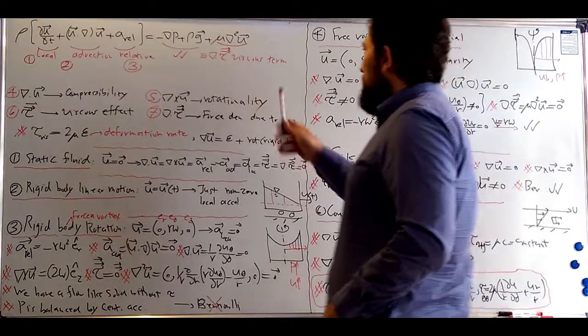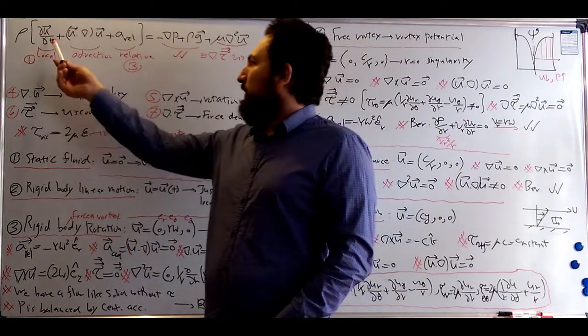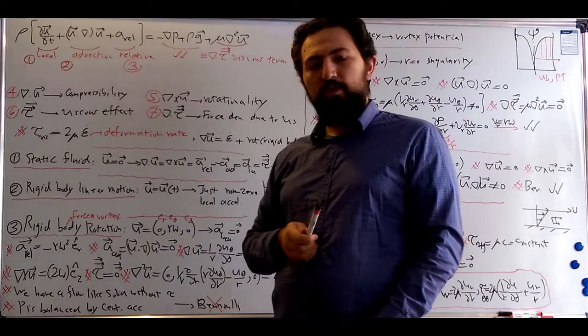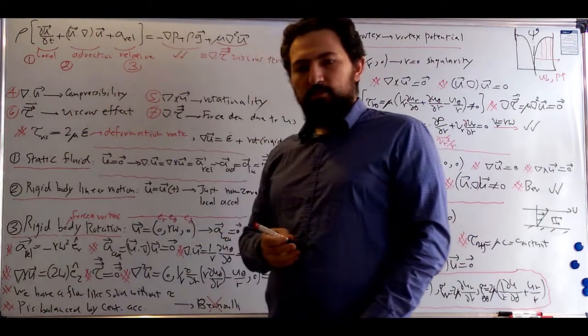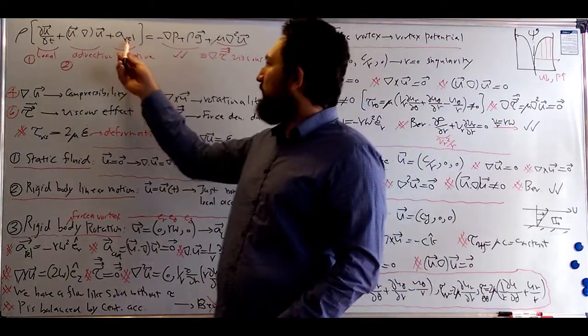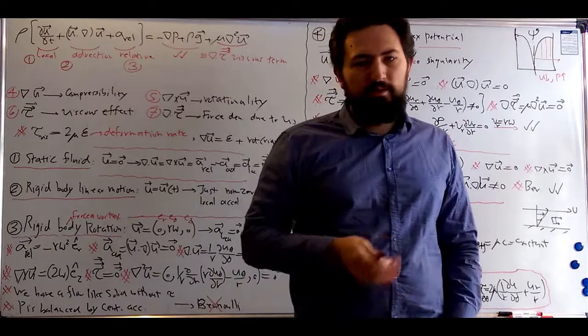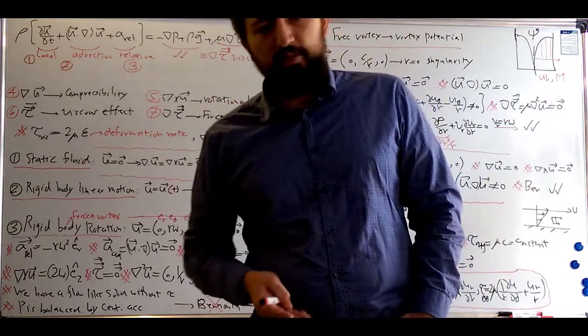Okay, this is the full Navier-Stokes equation, including the local derivative term, which shows the steadiness of the problem. The second one is the advection term, which is the nonlinear acceleration. And the third one is the relative accelerations, such as the Coriolis acceleration or the centripetal acceleration.